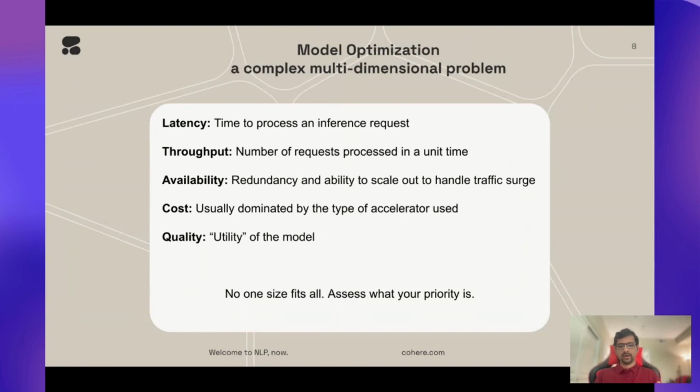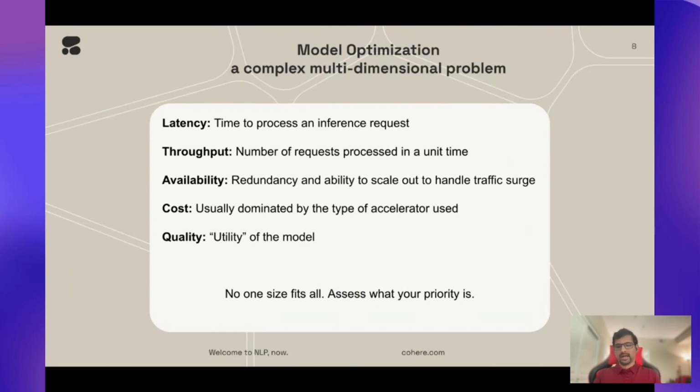And I like to think of quality as not just the measured accuracy of your model in an offline scenario, but the actual utility or usability of these models as assessed by the customer for their use case. As I said, no size fits all. So you should assess what your priority is and give people the knobs to turn to be able to get the right qualitative performance or quantitative performance through these.